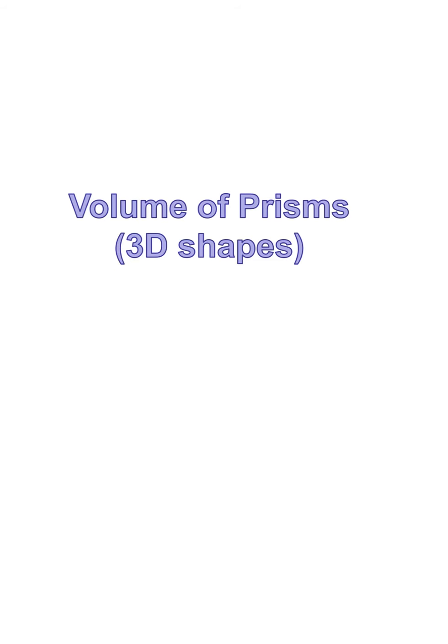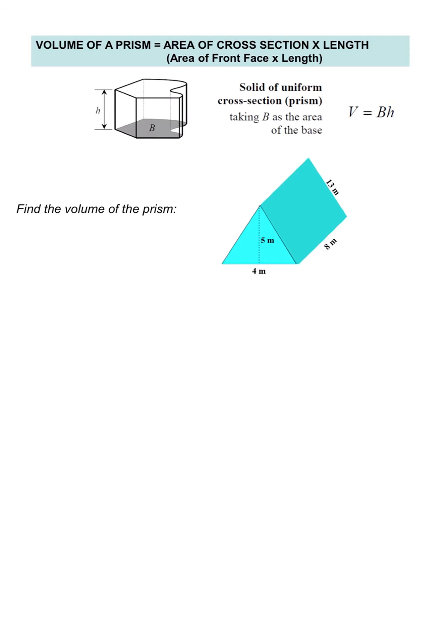Okay, so let's have a look at more prisms now that are not cuboids. So here we have a triangular prism, and to find the volume of any prism, you find the area of the front face of the shape and multiply your answer by the length. So the front face of the shape is called the cross section, and you can see there I've included the formula which is included in your logbooks. So the volume is equal to taking b as the area of the base, multiplied then by the height. So in other words, getting the area of the front face of your shape, multiply then by the length.